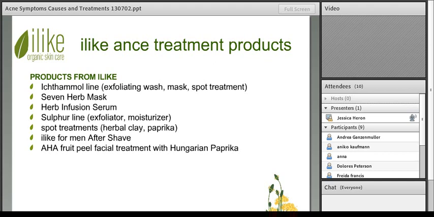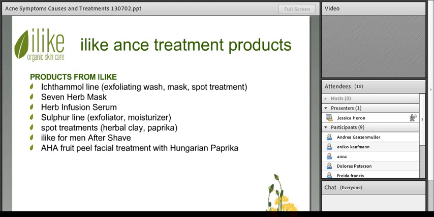But it's in a serum, so it'll be made to go underneath the moisturizer or used as an oil-free hydrator. AHA fruit peel treatment with the Hungarian paprika. This is one of our ilike signature treatments. It provides you with fruit acids that have a progressive exfoliating effect that improve the overall complexion of your skin.